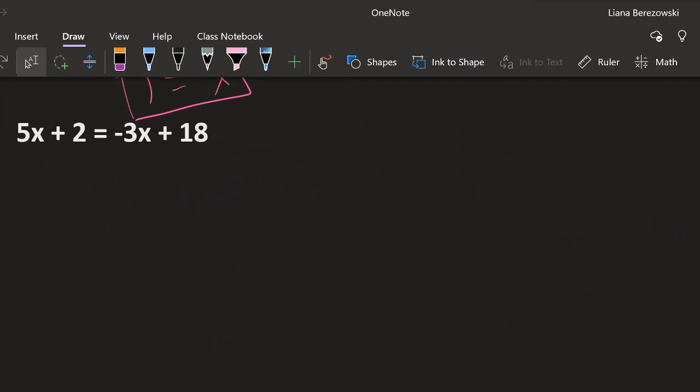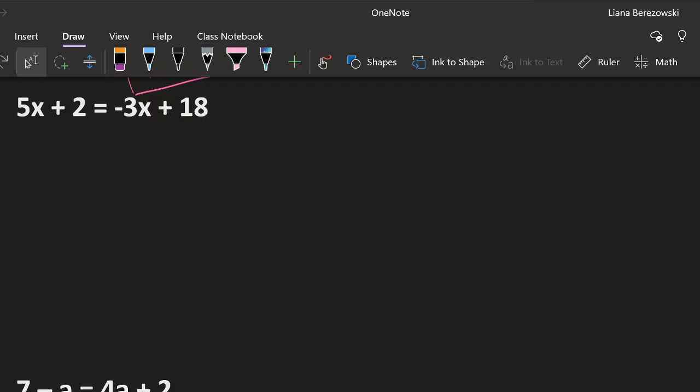Okay, let's take a look at the next example. So the next example, we have 5x plus 2 equals -3x plus 18. Again, the first thing we're going to do is get our variables together. So I have a 5x and I have a -3x.